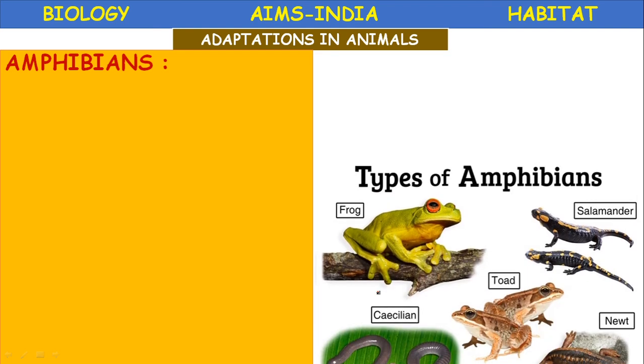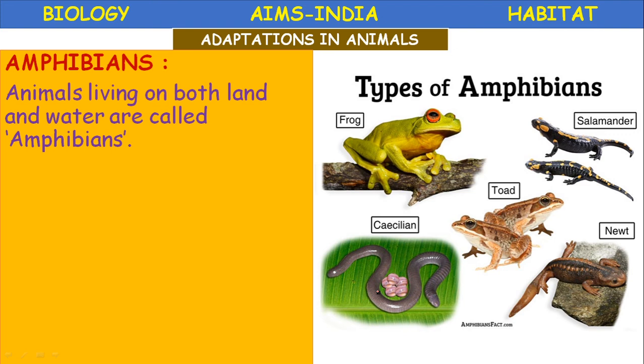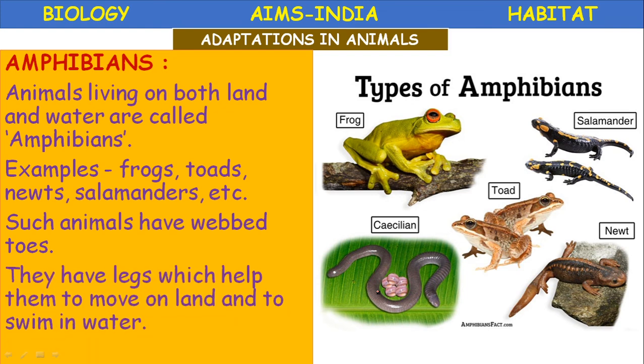So, if you see the types of amphibians: frogs, toads, salamanders, newts, caecilians. Okay, what are amphibians? Animals living on both land and in water are called amphibians. What are the examples? Frogs, toads, newts, salamanders. So, these animals possess webbed toes or webbed feet in order to swim in the water. Their hind limbs are also very strong.